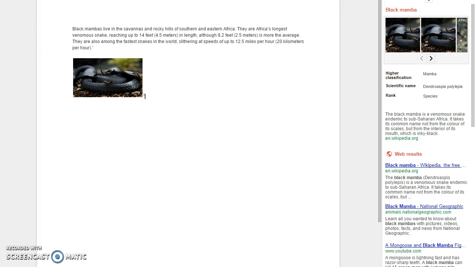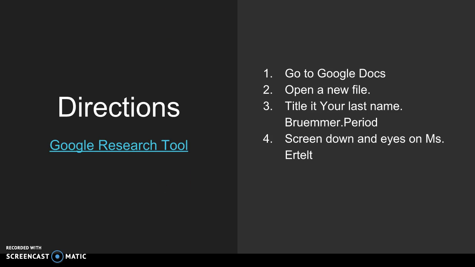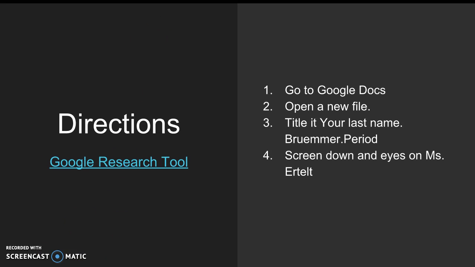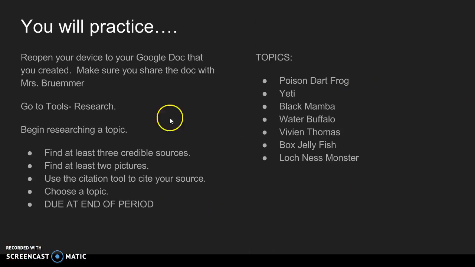What you're going to do today is use your research tool and choose a topic. And I've given you some topics over here. You need to find at least 3 credible sources and 2 pictures, and use the citation tool to cite your sources. Then after you're done getting your 3 credible sources and your 2 pictures, you're going to add another page and practice your paraphrasing by looking at your sources and paraphrasing.